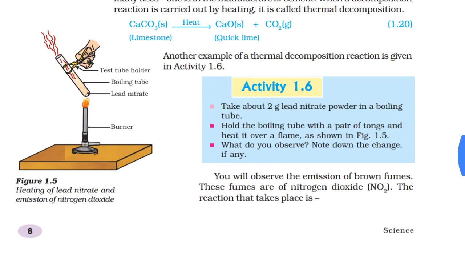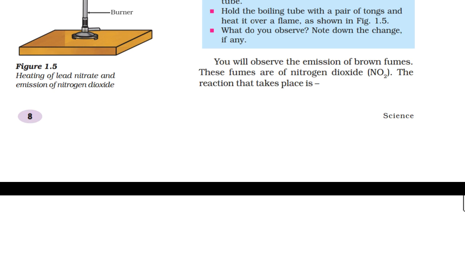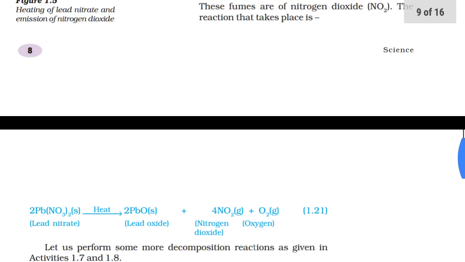When a decomposition reaction is carried out by heating, it is called thermal decomposition. You will observe the emission of brown fumes. These fumes are nitrogen dioxide, NO2. The reaction that takes place is like this equation.